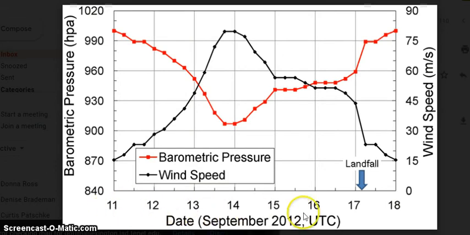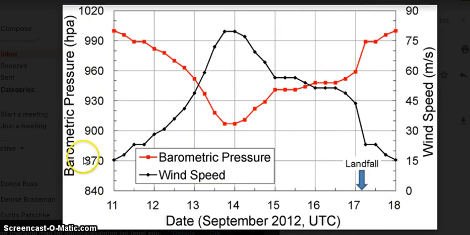Down here on your x-axis are what? The dates. Okay. Over here on your left-hand side y-axis is the barometric pressure in hectopascals. The unit is not super important to you guys. It's very similar to millibars, but again, the unit's not so important. Just know that you've got lower pressure down here, higher pressure up here. Okay, so that's the left-hand side of the y-axis.